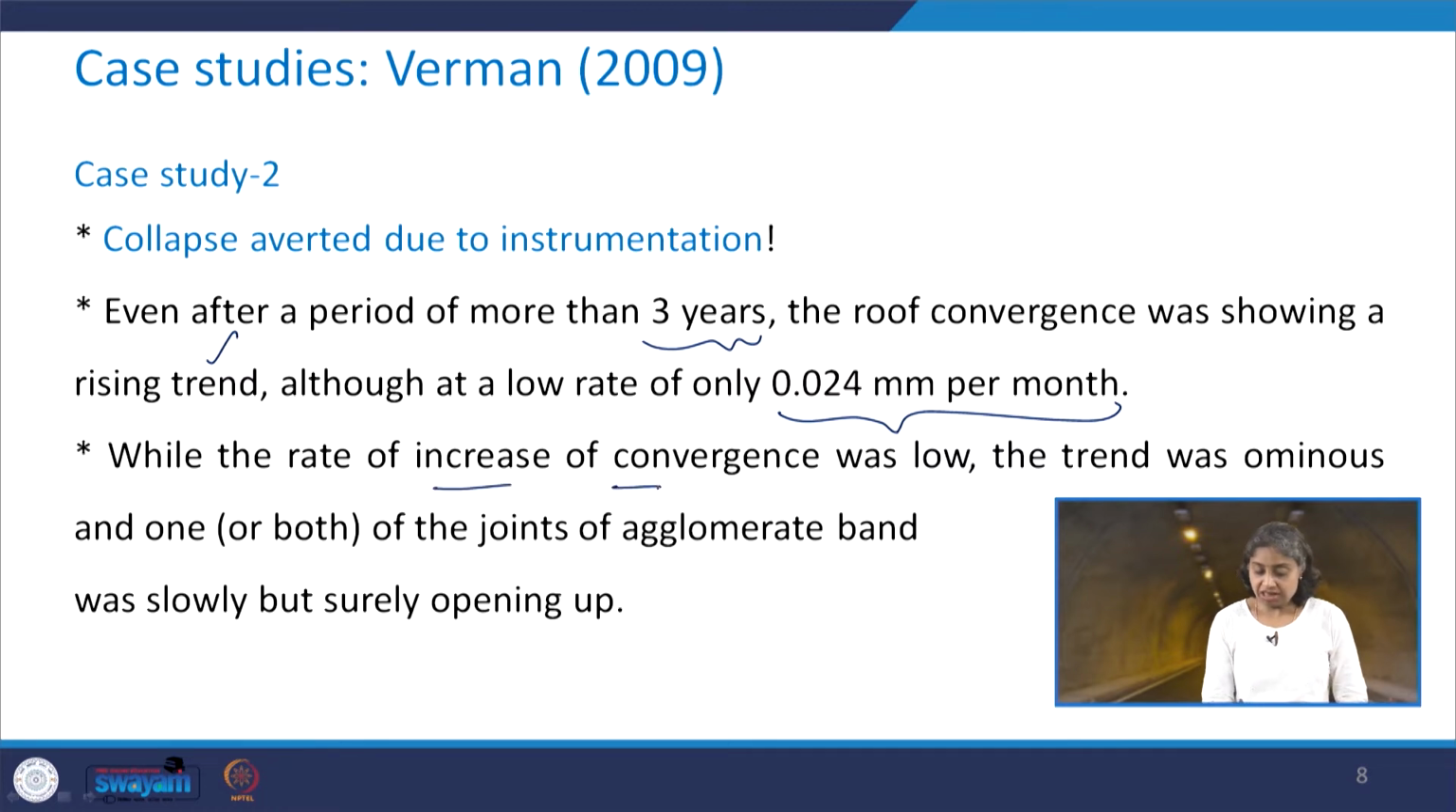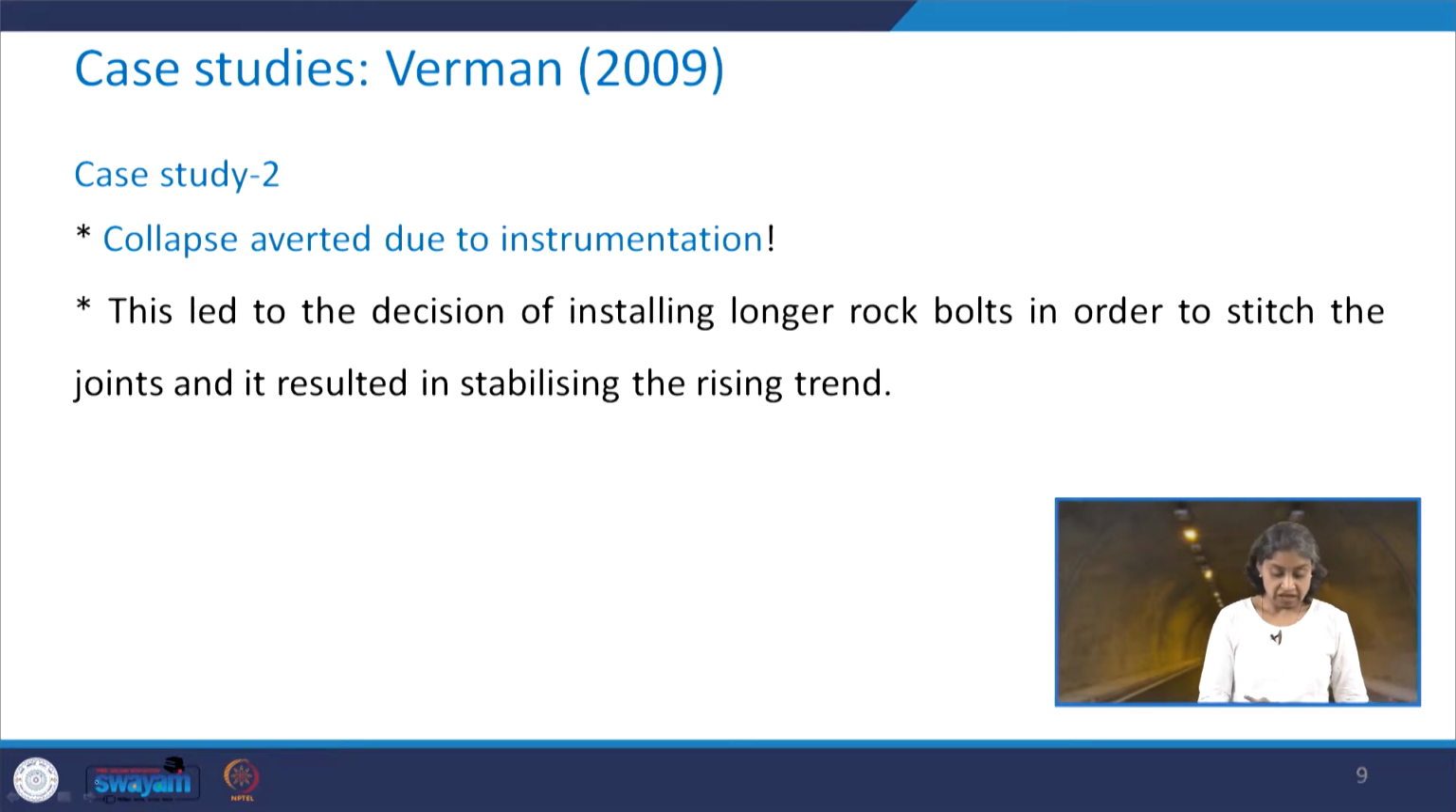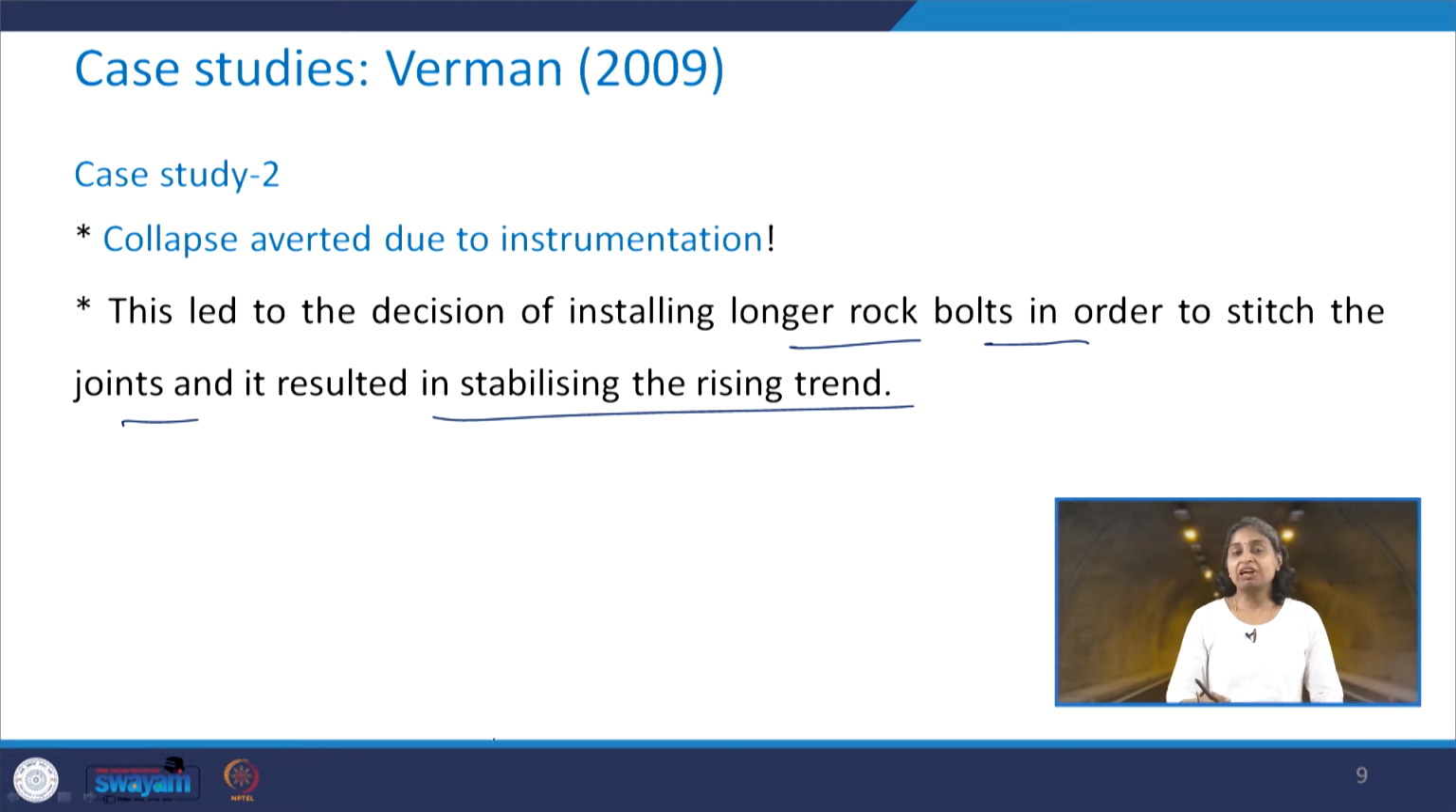While the rate of increase of convergence was slow, the trend was obvious, and one or both of the joints of the agglomerate band were slowly, but surely, opening up. So, they decided to install longer rock bolts to stitch the joints, which resulted in stabilizing the rising trend. So, in this particular case study, they took help from the instrumentation and could avoid the collapse.